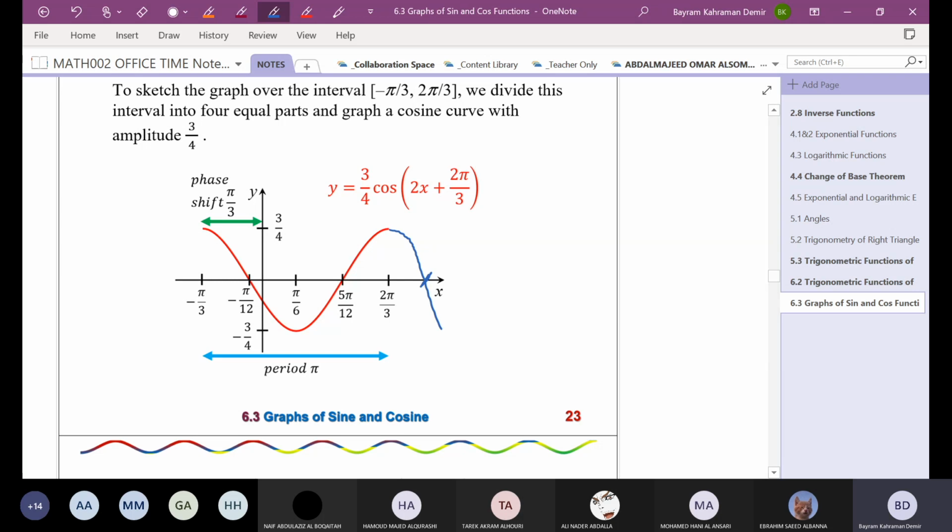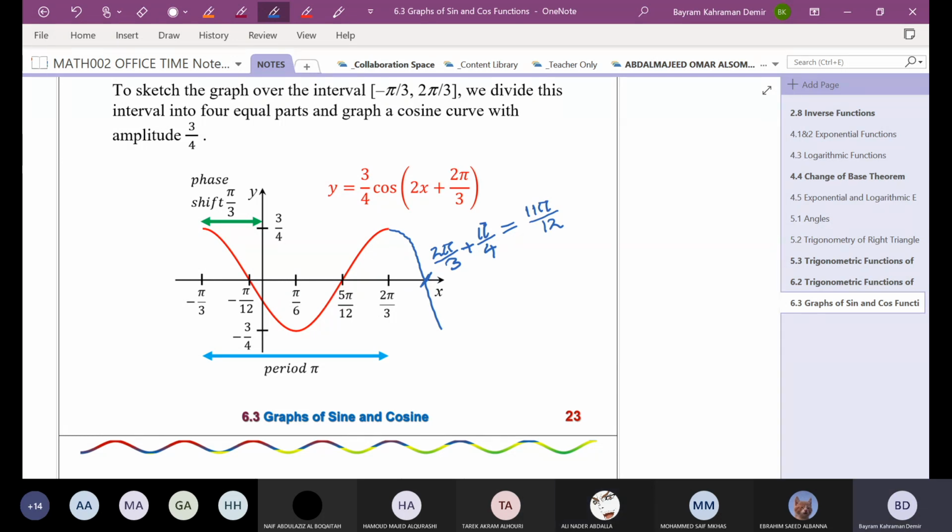Who's going to tell me that point? It's 2 pi over 3 plus pi over 4. Okay, perfect. But how much? You have to cross multiply. How much? 11 over 12. 11 pi over 12. Perfect. Good.